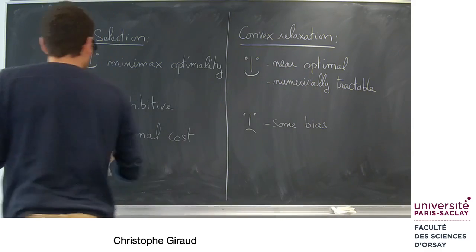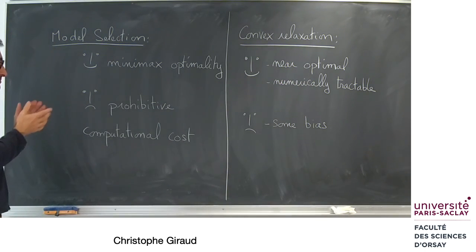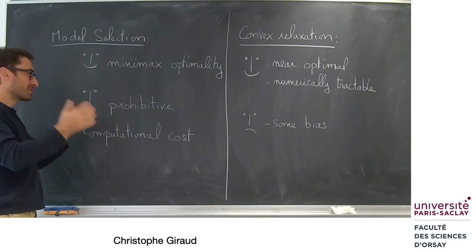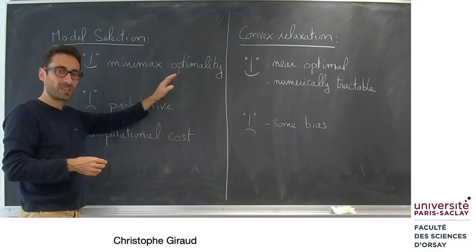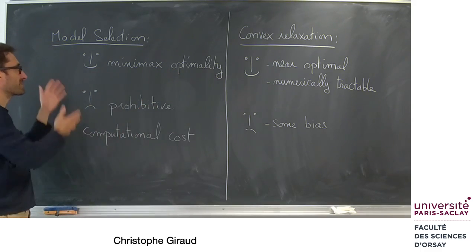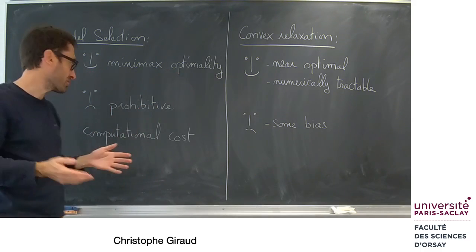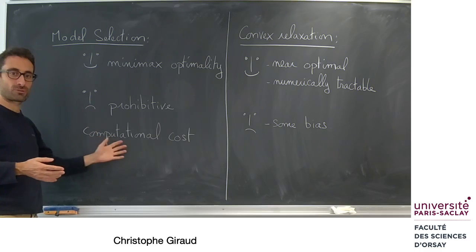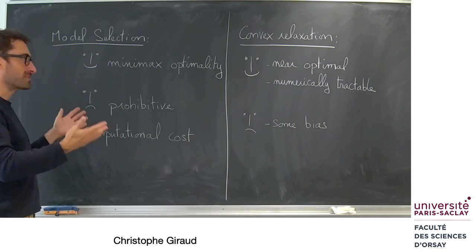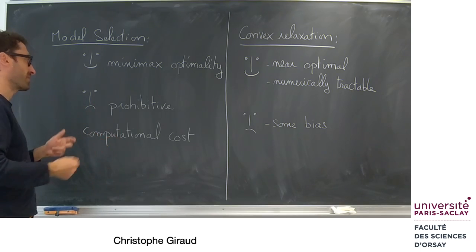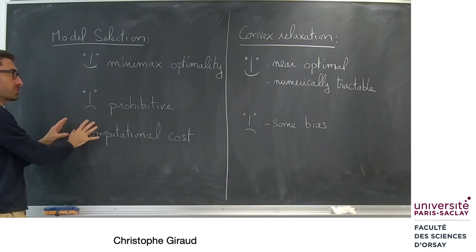So we have seen in the second lecture that model selection is statistically interesting in the sense that it enjoys some minimax optimality, but at the same time we have seen that this is not something that we can implement in practice, at least in high dimension, because of the computational cost. So the idea of this course and what we have seen in the last lectures is to try to go from model selection to something that you can compute.